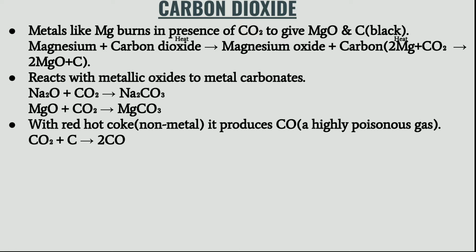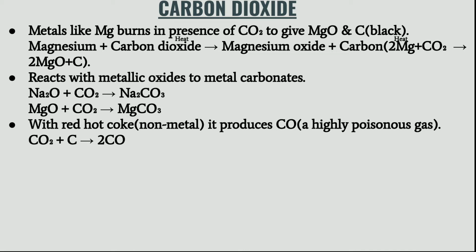Then metals like magnesium burn in the presence of carbon dioxide to form magnesium oxide and carbon black. So the magnesium metal reduces the carbon dioxide to carbon, and it gets itself oxidized. It uses the oxygen of the carbon dioxide to form an oxide, and it leaves the carbon reduced to carbon black. Magnesium plus carbon dioxide in presence of heat, it gives us what? Magnesium oxide and carbon. 2Mg plus CO2 gives 2MgO plus C.